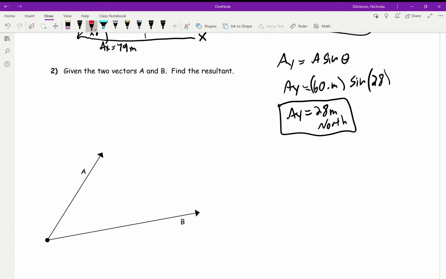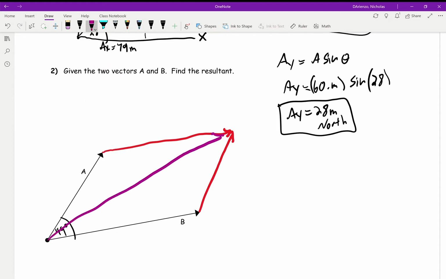So to give you a little idea here, we're going to use the triangle method. And after we measure here the angle of 49 degrees, and we translate B over to here, what would our resultant be? And that's what I'd like you to find.